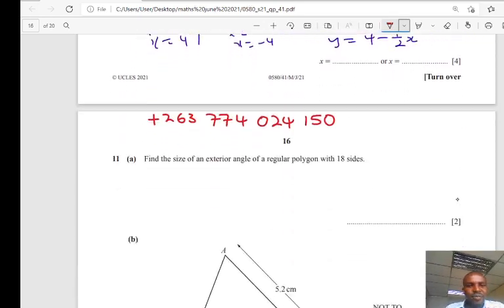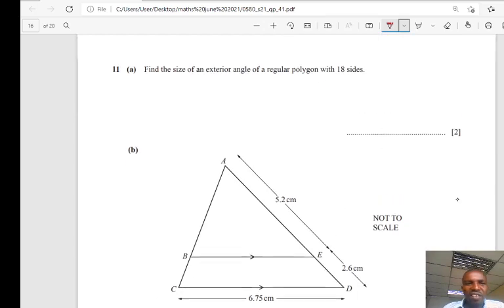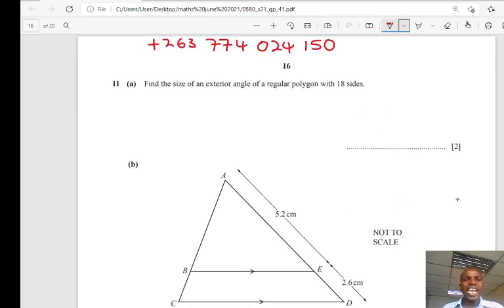Done. Next, question number 11. Find the size of an exterior angle of a regular polygon with 18 sides. The sum of exterior angles of any polygon, whether regular or irregular, is supposed to be 360 degrees. This one is regular, which means all of these angles are the same, they are equal. How can you find the size of each exterior angle?